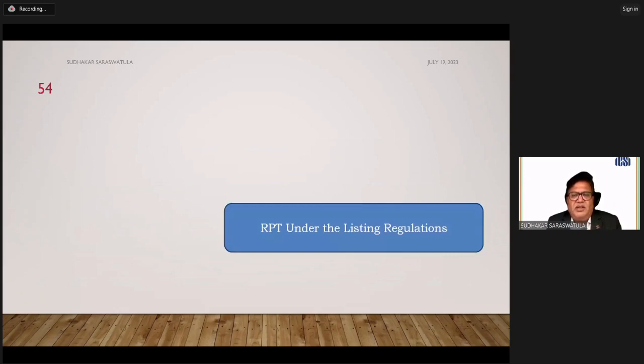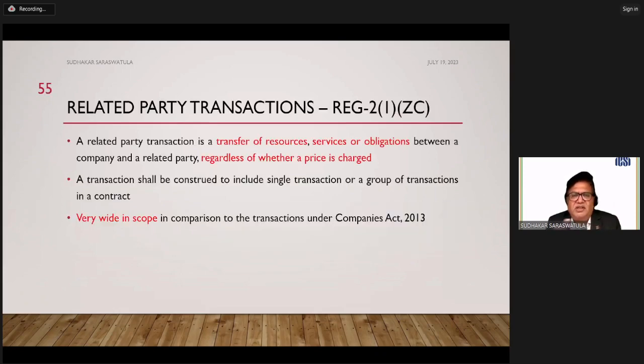Now let us come to the RPT under the listing regulations. So far what we have seen is the related party transactions under the Companies Act. At the same point of time, we have also seen certain key terminology as far as related party transactions are concerned, which is equally important. Now let us see the definition of related party transaction under the listing regulations. Regulation 2(1)(zc) defines the related party transaction.